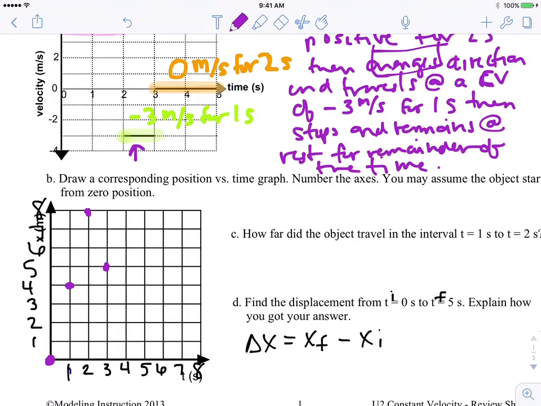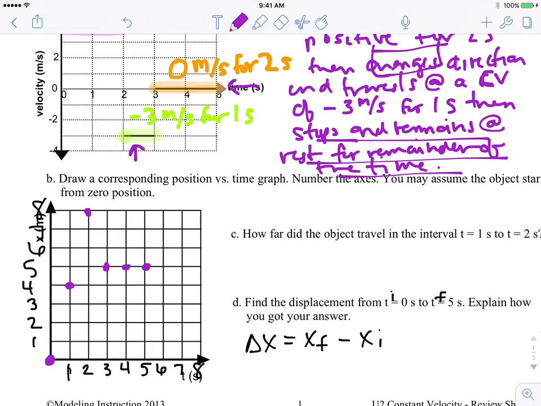Then for the remainder of the time, it doesn't move. Remember, it says right here, it stops and remains at rest for the remainder of the time. And that's represented here in orange. So if it stops and remains at rest for 2 more seconds, that means its position doesn't change. And those are the dots that we have there.